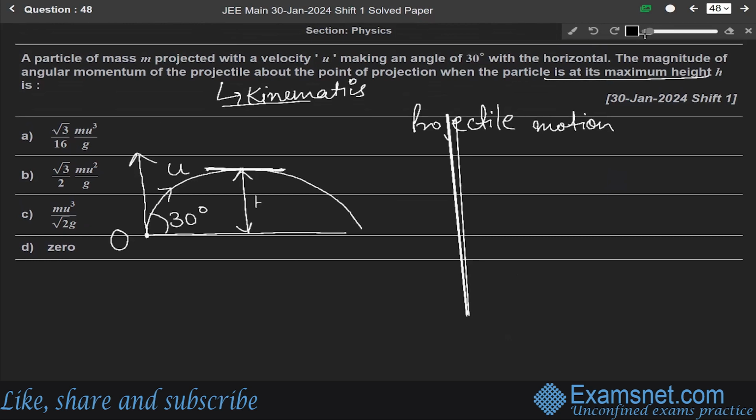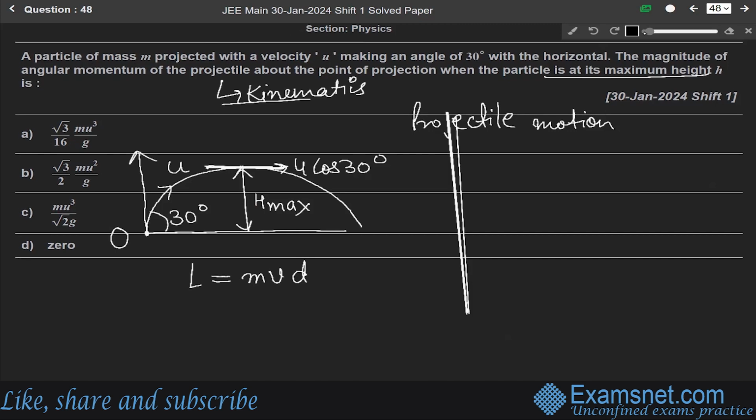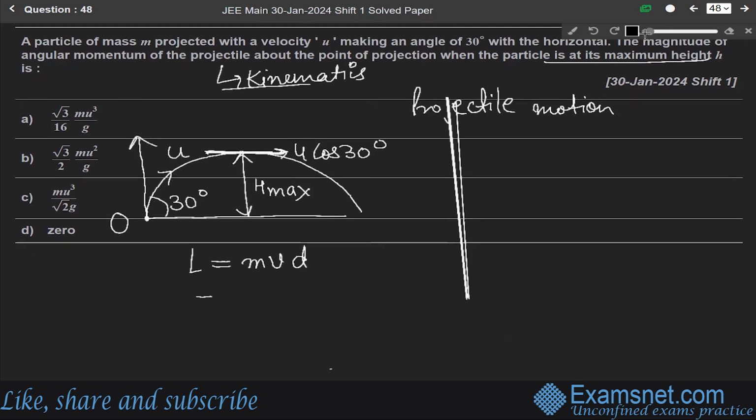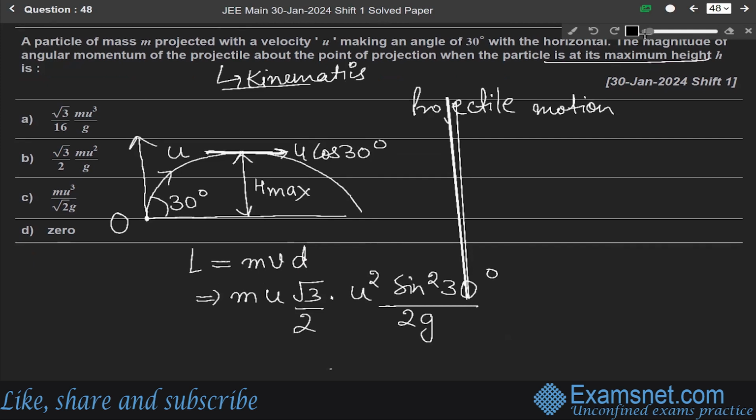So maximum height means h maximum. Okay, and this component will be, this is 30°, so u cos 30°. So angular momentum L is equal to mvd. So it will be equal to m into v, which is u cos 30, so u cos 30 means root 3 by 2 into d. d is the maximum height. Its formula is u square sine square 30 degree over 2g.